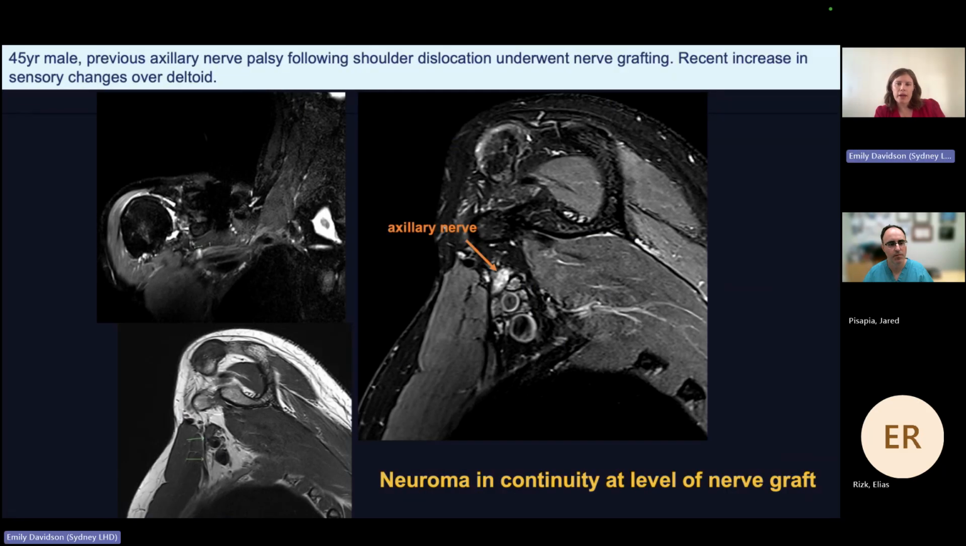This was a case of a patient who'd had a previous axillary nerve palsy and had nerve grafting, and was starting to get new deltoid symptoms, sensory changes, paresthesia. So we knew that there was going to be something wrong with the axillary nerve. When we look at it, we suspect that there's probably a neuroma that's formed. So the question is, is this a tumor? Well, I think it's the clinical context, the fact that they've had nerve grafting through this location, previous nerve trauma, that fits more with a neuroma.